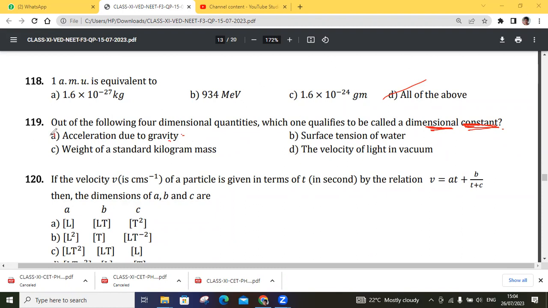We take it as constant because most of the times our heights are very less compared to the radius of the Earth. Otherwise, if you go to higher heights, F is equal to G m1 m2 by r square. It depends on distance actually. This is not constant. Weight is mg. Here g comes, so this is also not constant. Mass is constant. Surface tension of water changes with respect to temperature. Velocity of light in vacuum is a constant, and it has dimension also. That is meter per second, means L T power minus 1. Then 120.